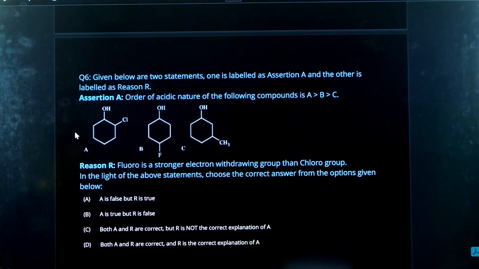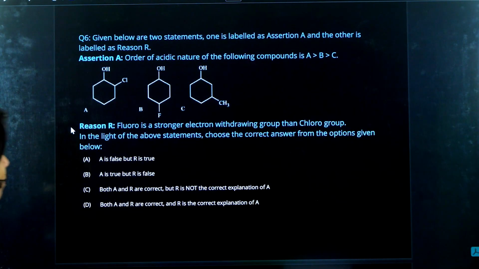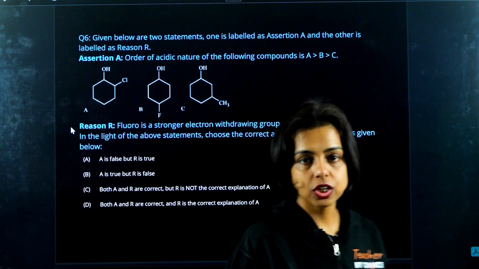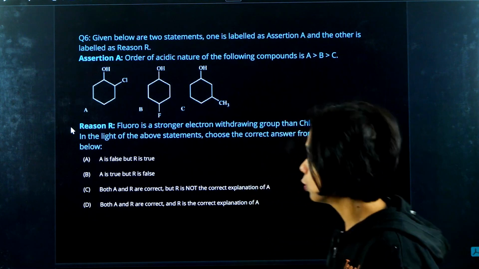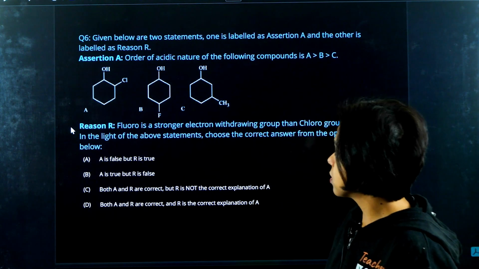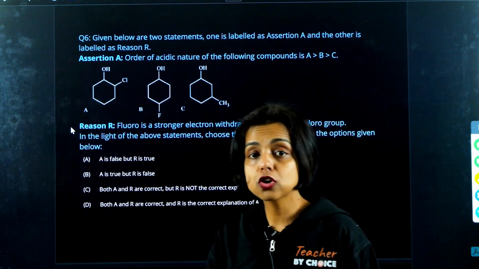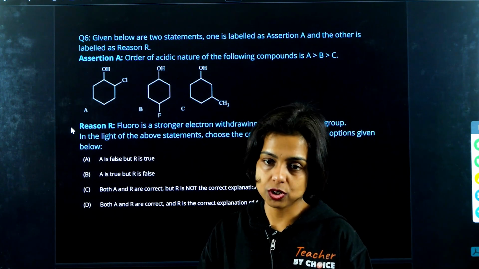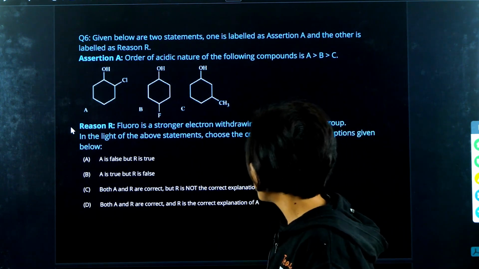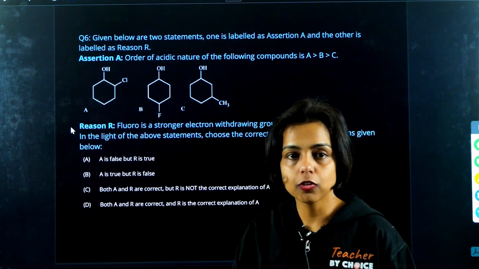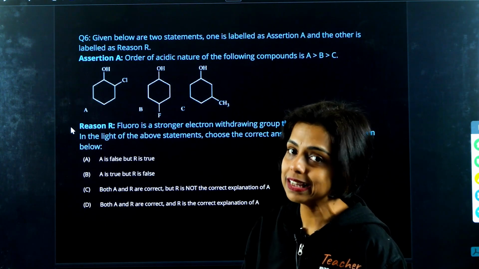Let's move on to the next question, guys. Again, an organic question. Given below are two statements. One is labeled as assertion, another is labeled as reason. So we have three molecules, and we need the order of acidic strength. Let's check what is the order of their acidic strength. Electron withdrawing groups increase acidic strength. As I can see, inductive effect is happening here. Cl and fluorine both are electron withdrawing groups, whereas CH3 is an electron releasing group.